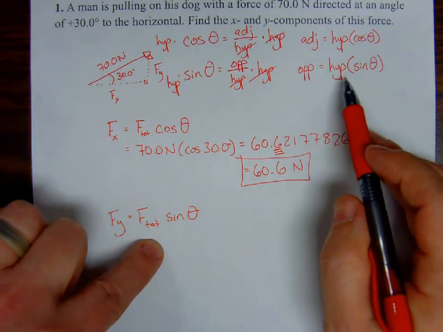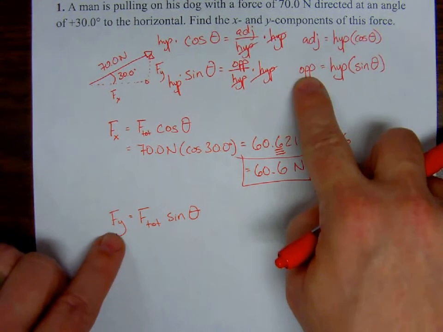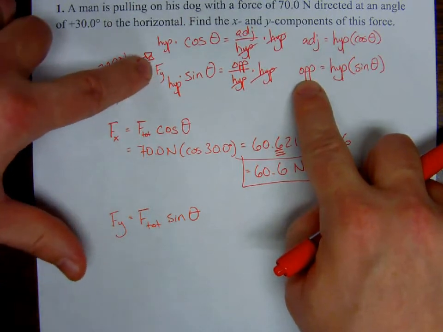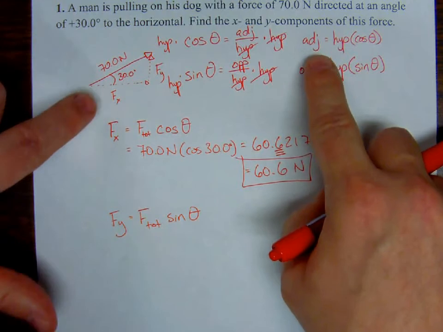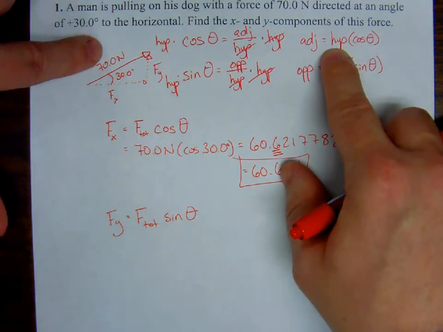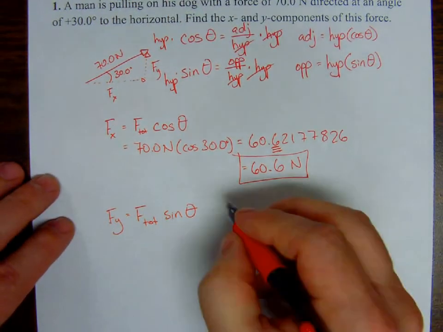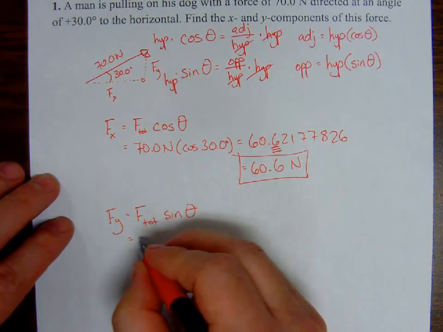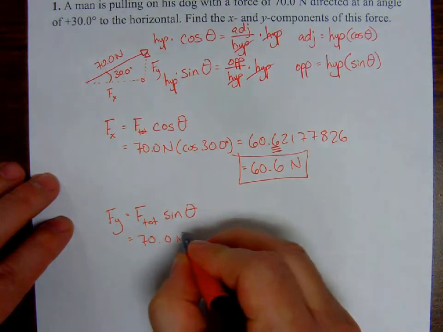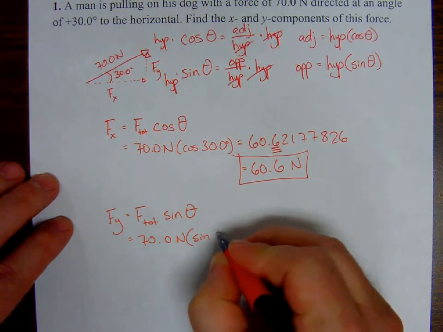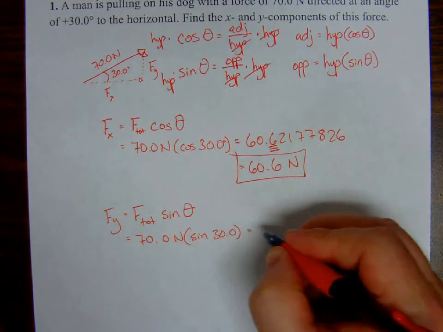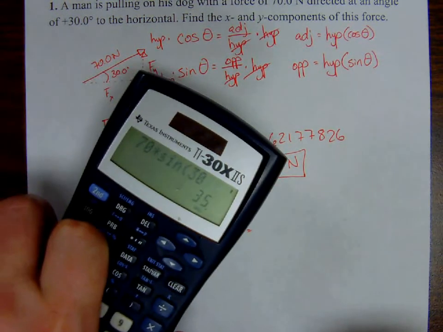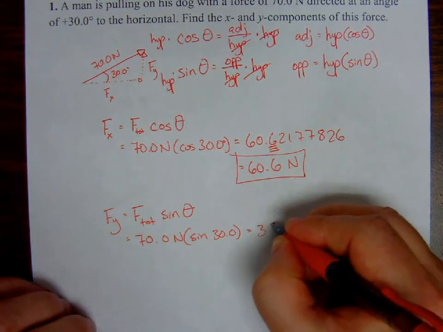But here we go. So again, total force, 70 newtons. Multiply by the sine of 30 degrees. And plug that into my calculator. And that gives me exactly 35. But again, I need 3 sig figs, so I'm going to have to throw in an extra 0 after the decimal. And that is the y component of that force. So x component, y component. Adjacent side of the triangle, opposite side of the triangle.